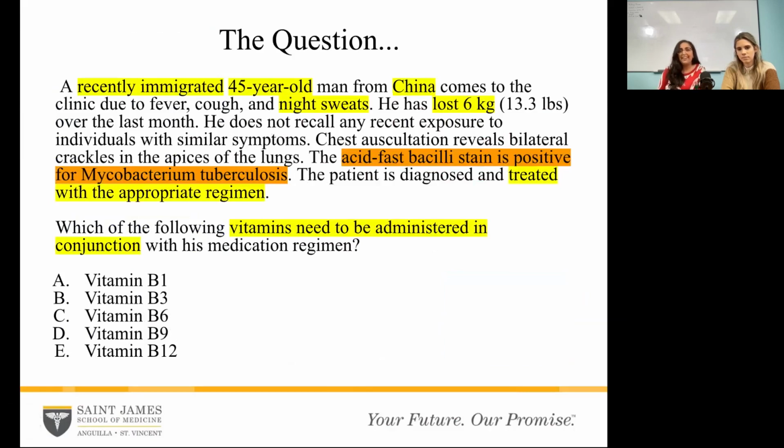They were nice that they gave us the appropriate diagnosis. We didn't have to come up with our own, but in certain situations, they may not give you that. There was an acid-fast stain positive for Mycobacterium, but from the other clues in the vignette, you would still be able to arrive at the same conclusion. Recently immigrated from China, night sweats, cough, weight loss, all of those point towards a TB infection.